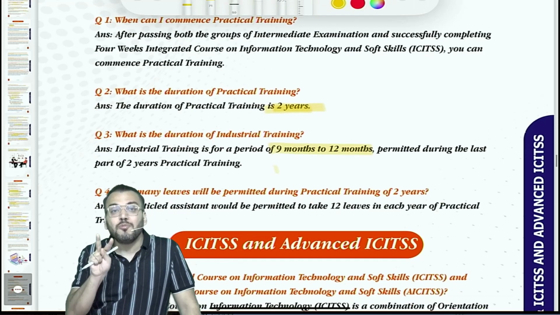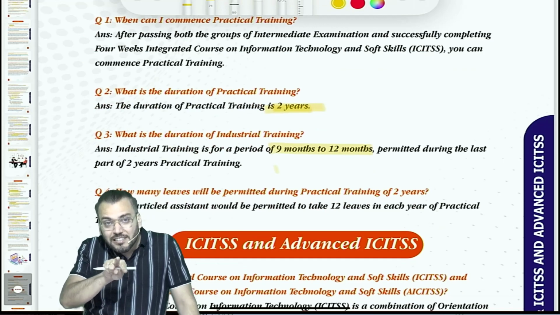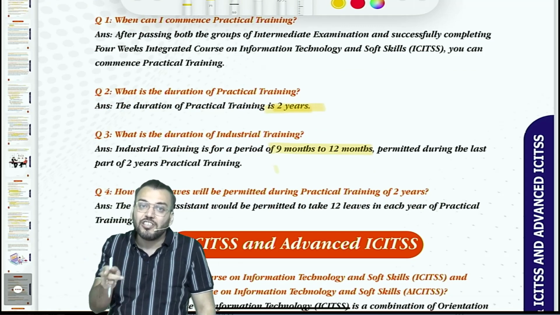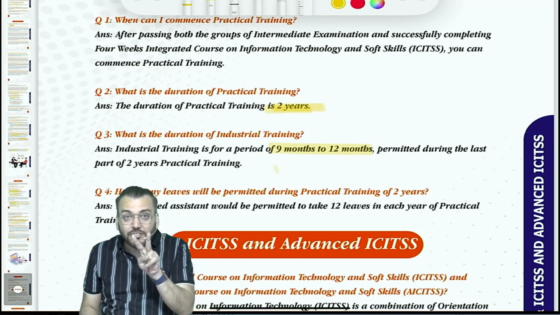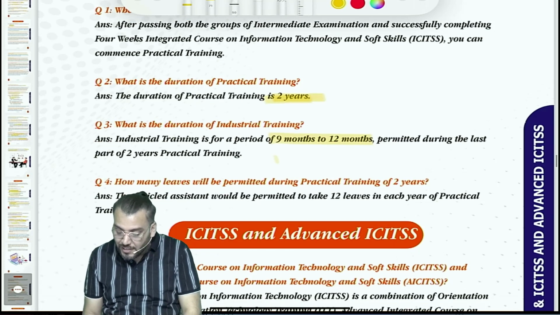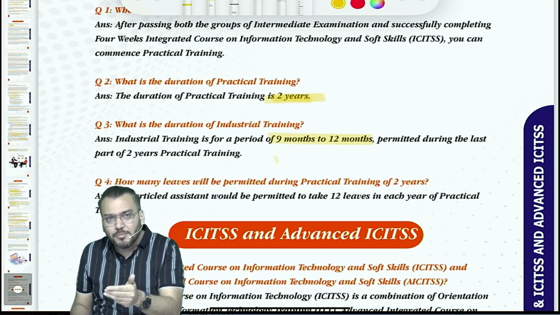Now articleship will be 2 years, means it has been reduced from 3 years to 2 years. In this 2 years you can also take industrial training. Means you can also go for industrial training in this particular 2 years. So industrial training is for a period of 9 months to 12 months, minimum 9 months, maximum 12 months.